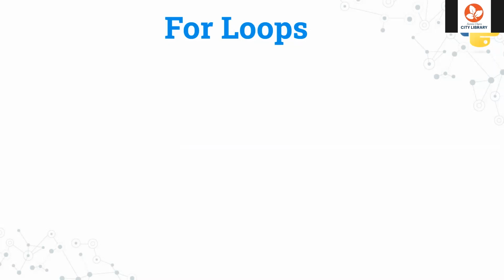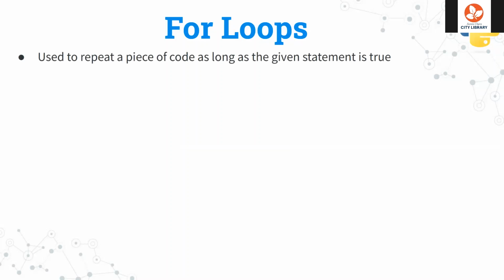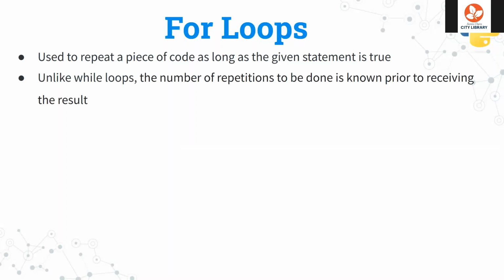For loops. So for loops are a different type of loop, just like while loops. At the beginning stages of Python, the difference might be hard to understand, but don't worry, it will make more sense as you go a little deeper. For loops repeat a piece of program as long as the statement is true. And unlike while loops, the number of repetitions to be done is known prior to receiving the result.